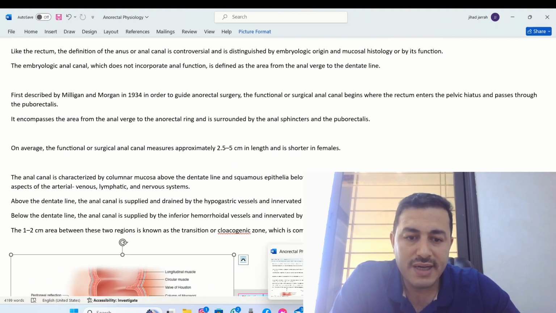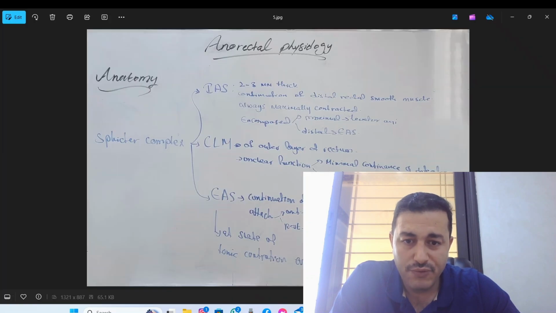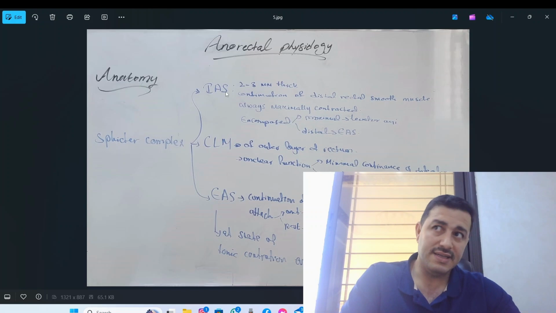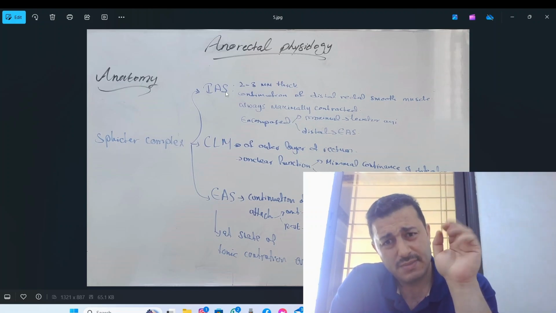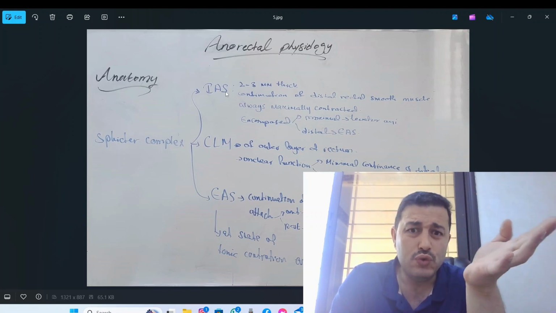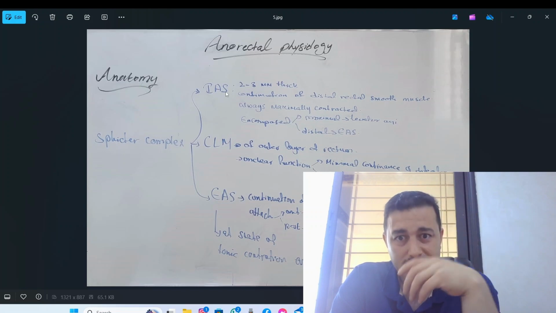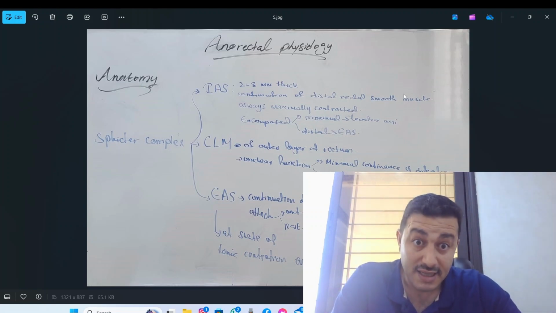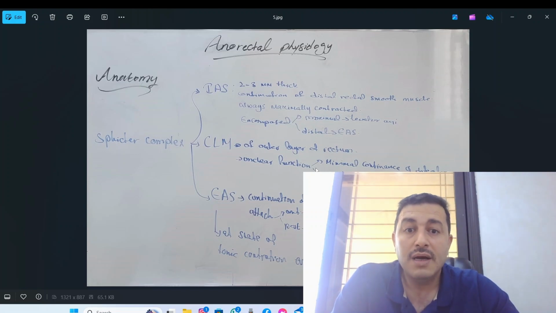What else do we want to add regarding the anatomy before going to the levator? We said that the internal anal sphincter's thickness is 2 to 3 millimeters. We said that it's a continuation of the smooth muscle of the rectum, then the conjoint longitudinal muscle, and the external anal sphincter, which is a continuation of the puborectalis muscle.